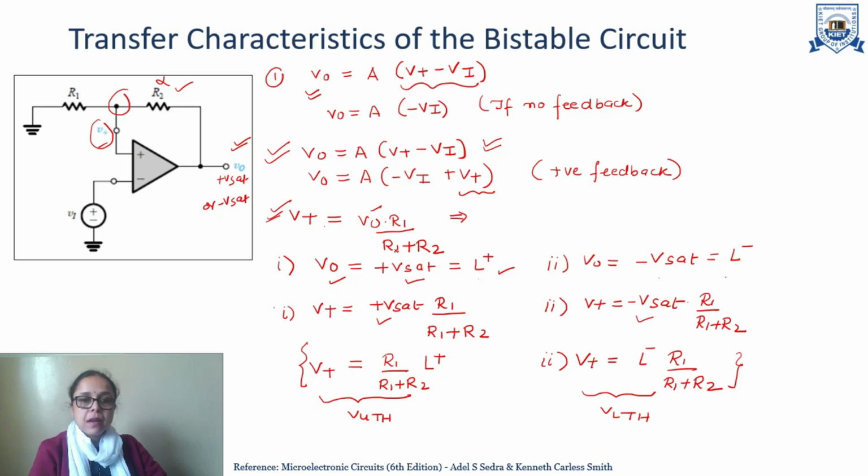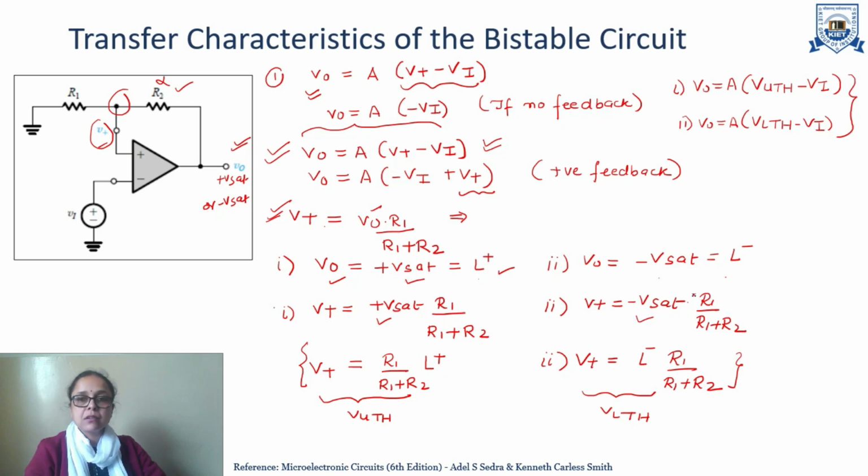Now, if we put the value of this upper threshold and lower threshold in the equation of the output voltage, we will get two cases. First is when VO is A times V upper threshold minus Vi, and second case is when VO is A times V lower threshold minus Vi. Now, these are the two equations that will be used to analyze the characteristics of the bistable circuit.